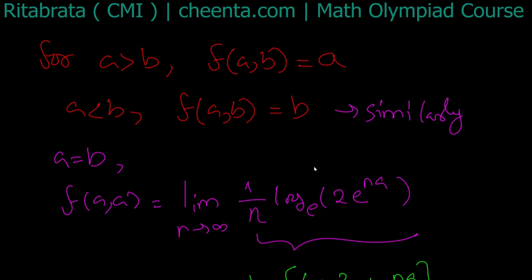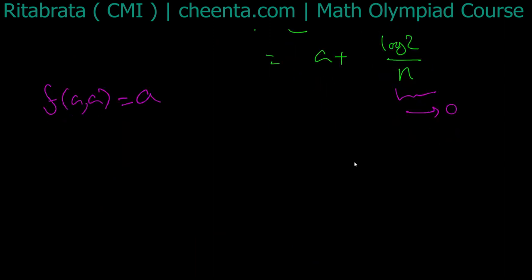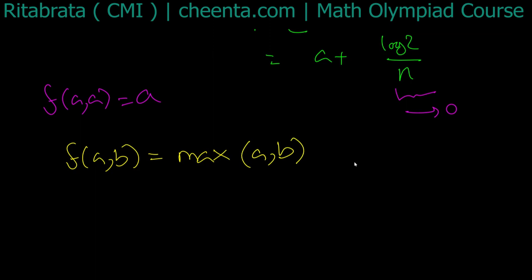So for a less than b, f(a, b) equals b. For a greater than b, f(a, b) equals a. From that you can easily guess what f is. Your f(a, b) is just the maximum of a and b. So for a greater than b, it is a. For a less than b, it is b. And for a and b equal, it is either of a or b.